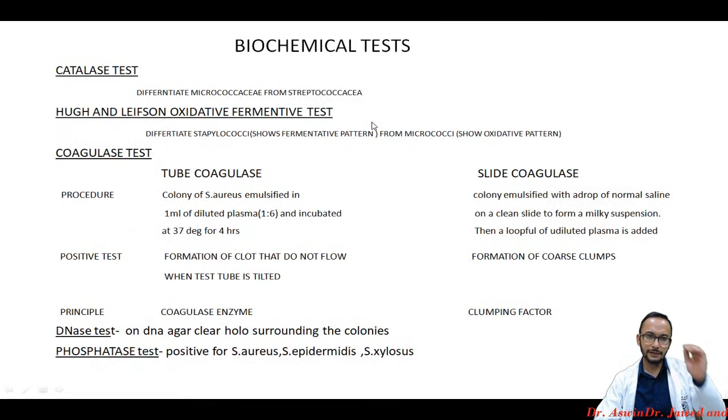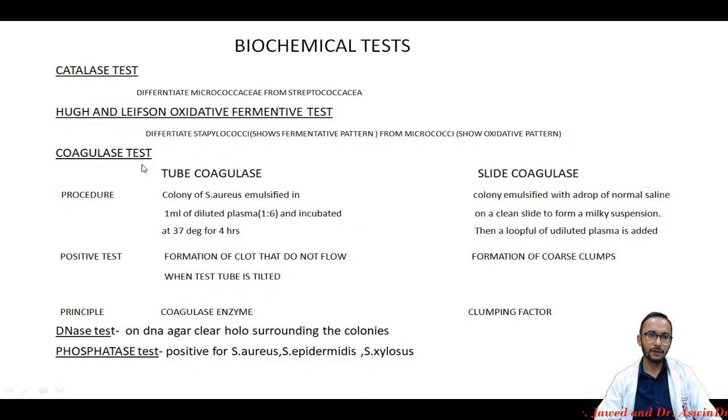So what are the biochemical tests? Biochemical tests to differentiate Streptococci and Micrococci are catalase tests. First of all, the Micrococci are catalase positive and Streptococci are catalase negative. And then I've already explained the Hugh-Leifson oxidative fermentative test, used to differentiate Staphylococci from Micrococci. Micrococci show an oxidative pattern, as I've already told you, because it's an obligate aerobic organism.